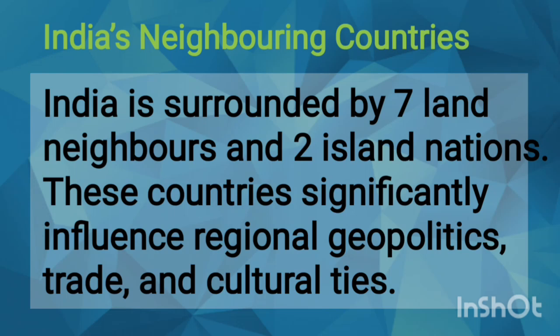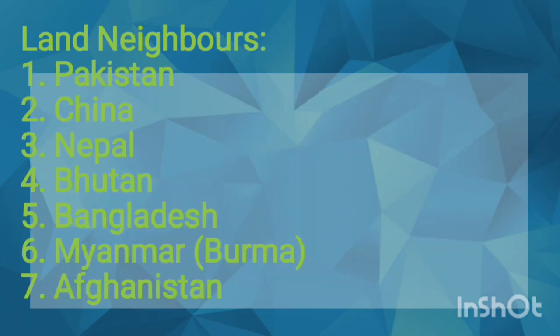India's neighboring countries. India shares its borders with 7 countries by land and is surrounded by 2 island nations. These neighbors play an essential role in regional geopolitics, trade and cultural exchange. The 7 land neighboring countries are Pakistan, China, Nepal, Bhutan, Bangladesh, Myanmar and Afghanistan.